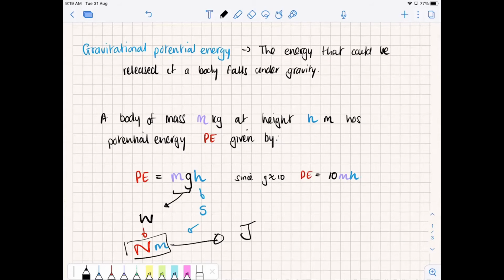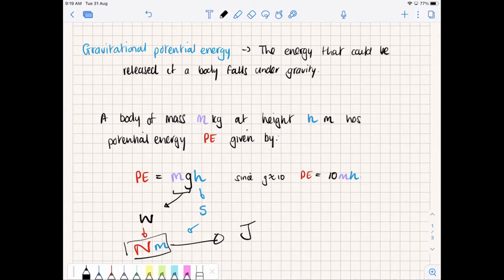What was momentum again? Momentum was newton seconds. And what did we simplify newton seconds as? Yeah, okay. So they all sort of tie in together. So that's where potential energy gets its newton meter, or joules, right?